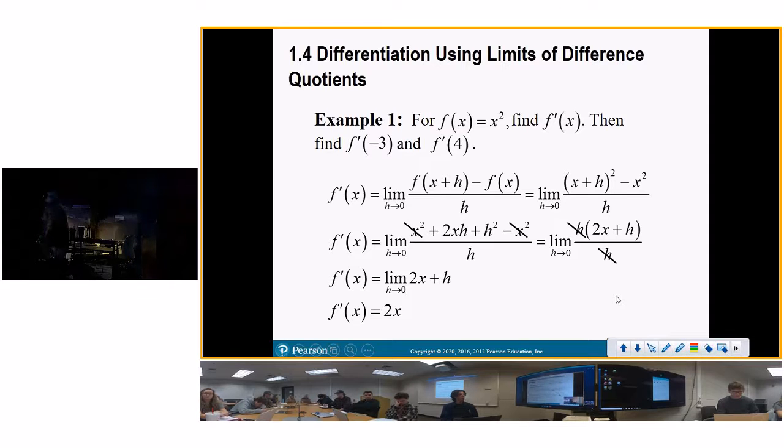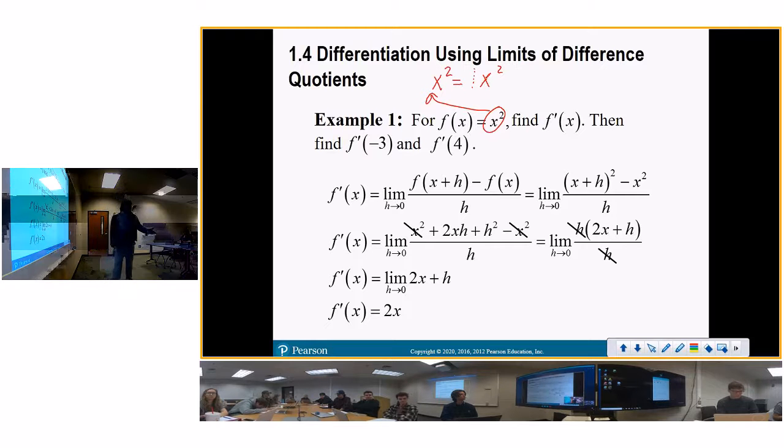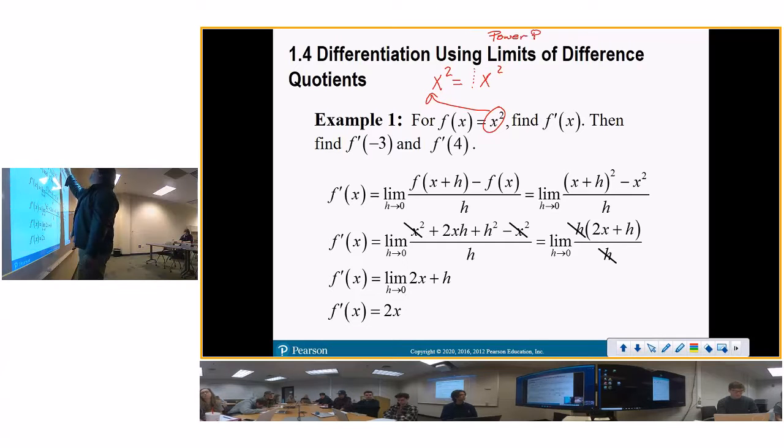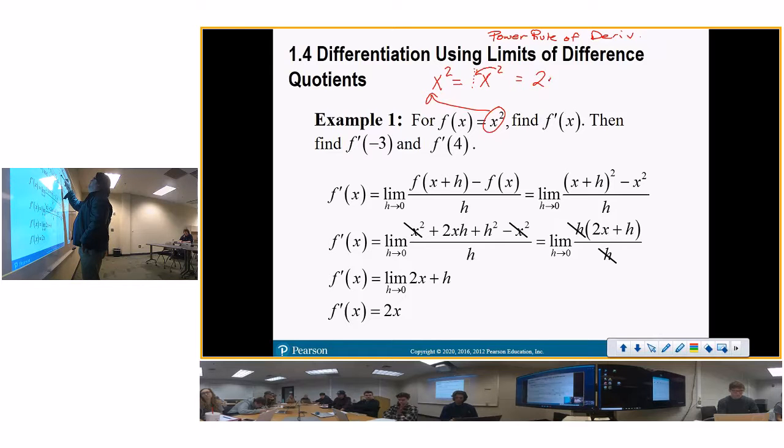I'll show you a trick I learned in the war. X squared is equal to 1x squared, right? Because there's a 1 in front of that x. Everybody agree with me? Yep. So, a short little power rule of derivatives. You take that 2, you multiply it by that 1, and then take the exponent and subtract 1.